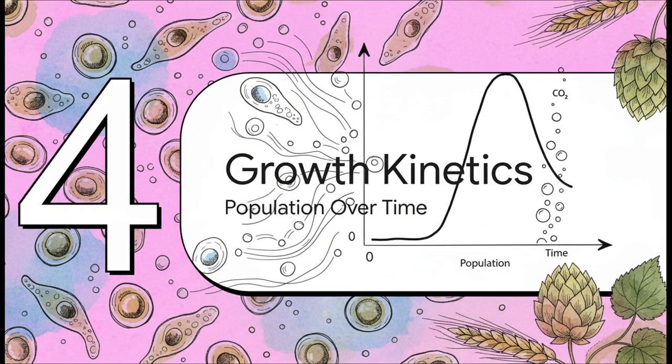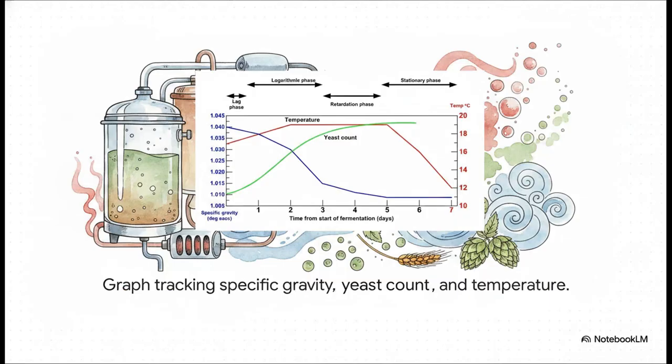All right, let's look at the life cycle in Section 4, Fermentation Growth Kinetics. To really grasp what's happening over a standard 7-day fermentation cycle, we have to track 3 things: specific gravity, yeast count, and temperature. Take a look at the gravity curve. Notice how it doesn't just instantly drop. It actually flatlines for a bit, while the yeast population is quietly building its strength. But then, boom, as the yeast count goes exponential, the specific gravity absolutely plummets. It's a perfect visual representation of heavy sugars being converted into lighter ethanol and escaping CO2.